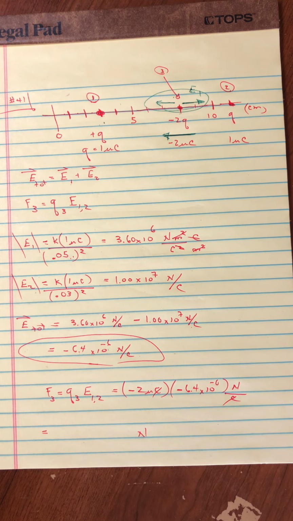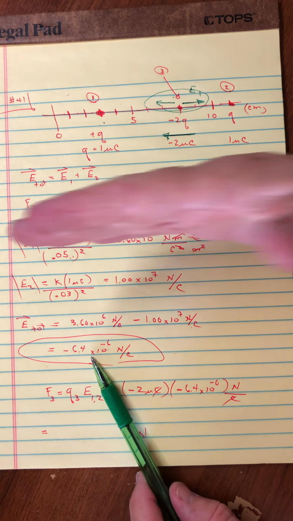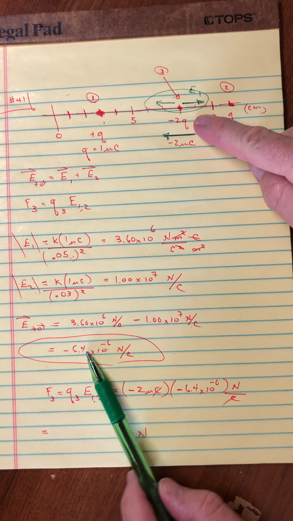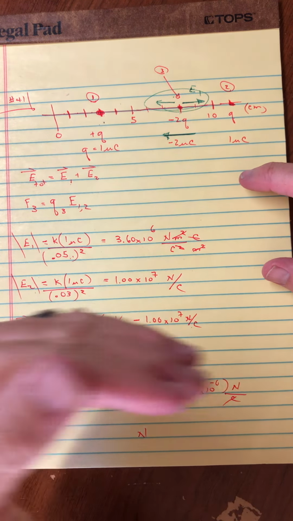But also keep in mind that the direction of the electric field is the direction a positive charge would go. And so this is saying that the total field is in the negative direction. But we're not putting a positive there. We're putting a negative. And so the force is the opposite of the field. So the field is to the left, but the force is to the right.